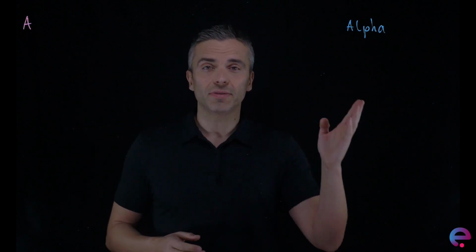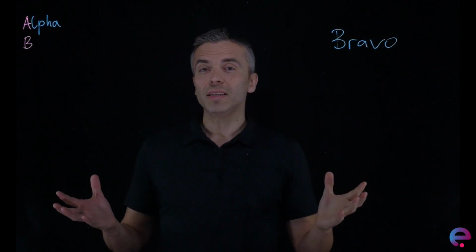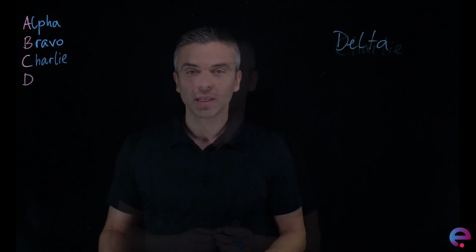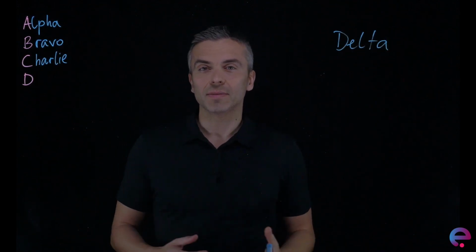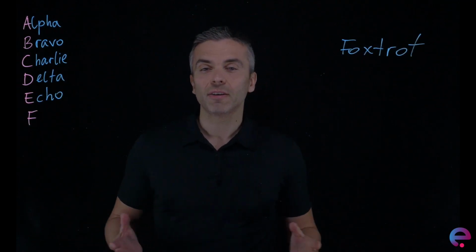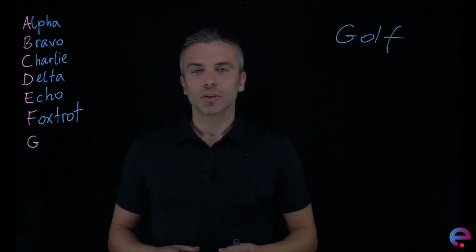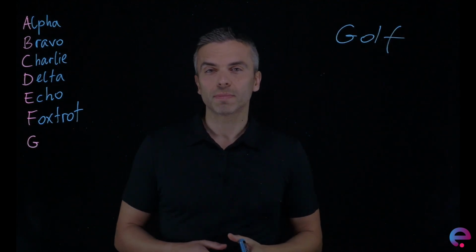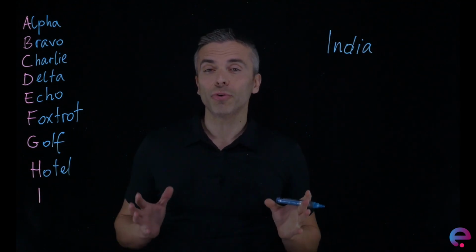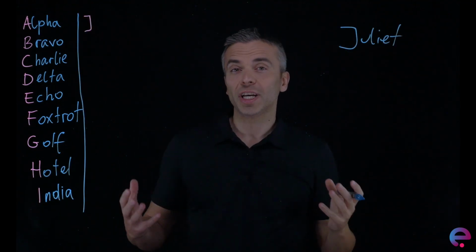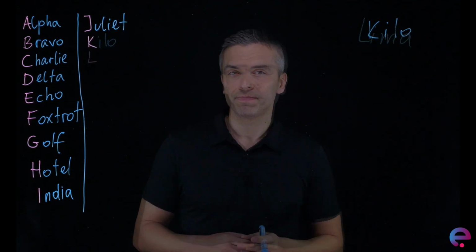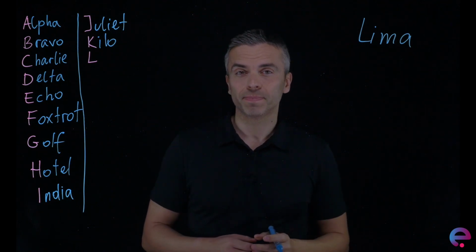A for Alpha. B for Bravo. C for Charlie. D for Delta. E for Echo. F for Foxtrot. G for Golf. H for Hotel. I for India. J for Juliet. K for Kilo. L for Lima.